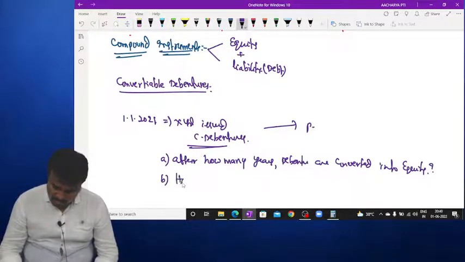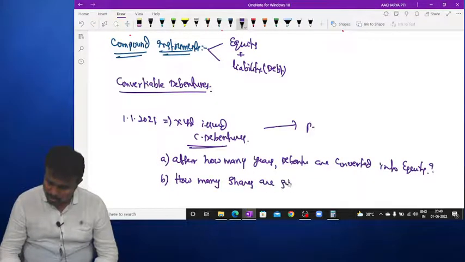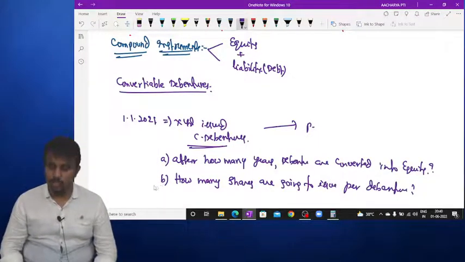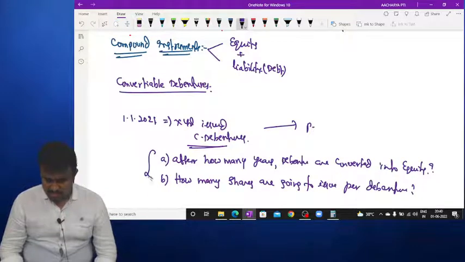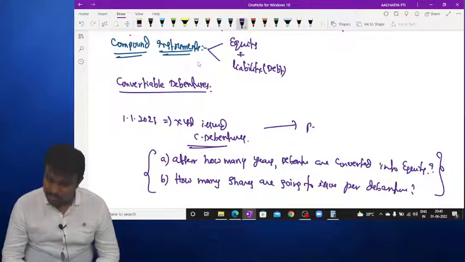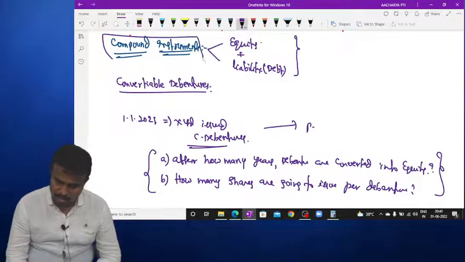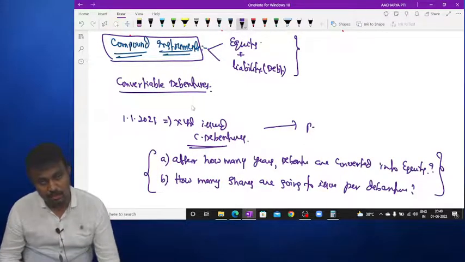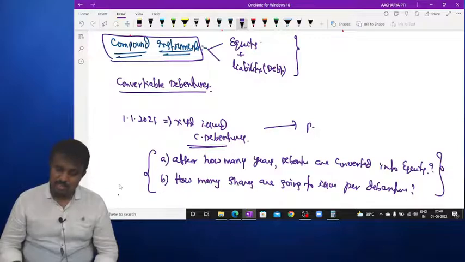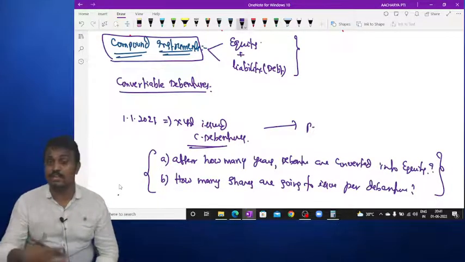And another one is how many shares are going to be issued per debenture. So these terms are clearly stated. If an instrument contains both components of debt as well as equity, then that instrument is called a compound instrument, like convertible debentures or convertible bonds or convertible preference shares, etc. Those are debentures which are going to convert into equity after some period.